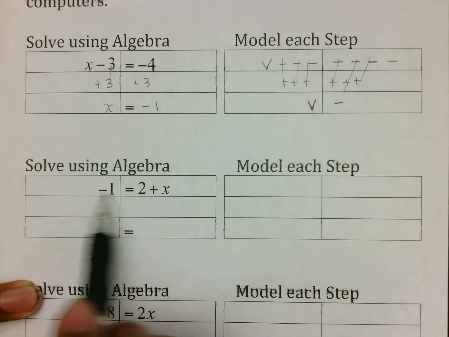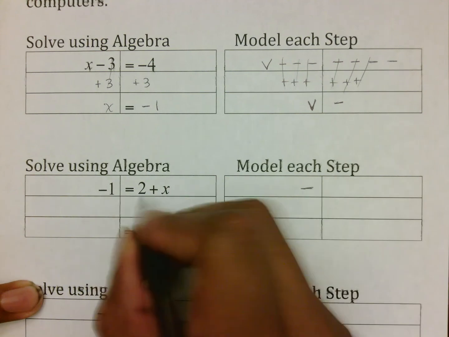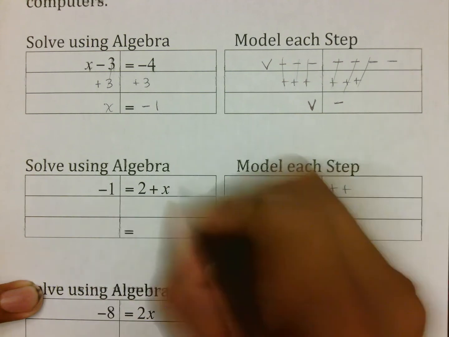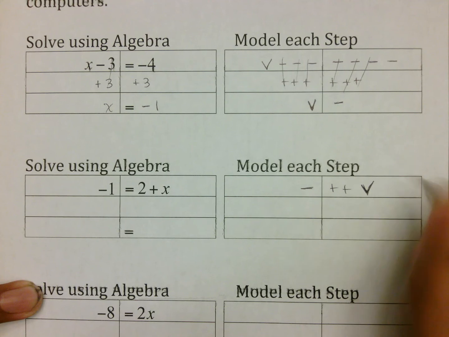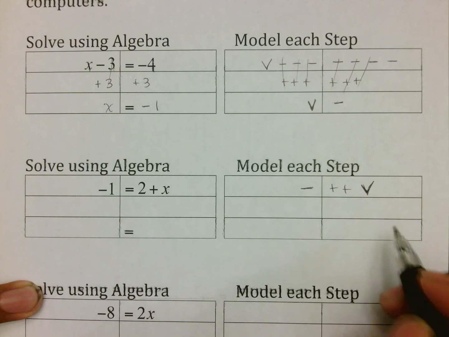The second one, again, negative 1 equals 2 plus x. So negative 1 means put a negative here, 2, which means 2 pluses, and the x, which means we're going to put our cup there. Again, it has to match the order. You cannot put v and then 2 pluses. It has to match 2 plus x.